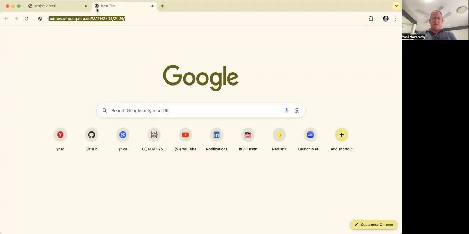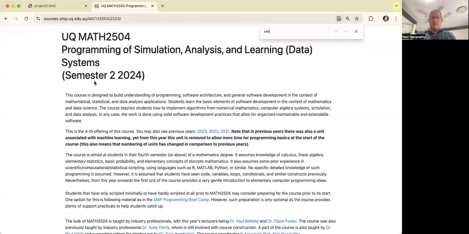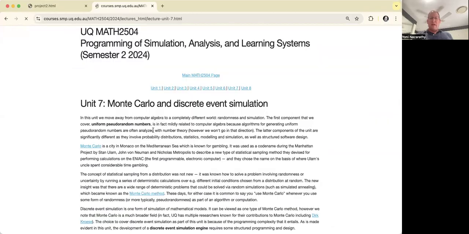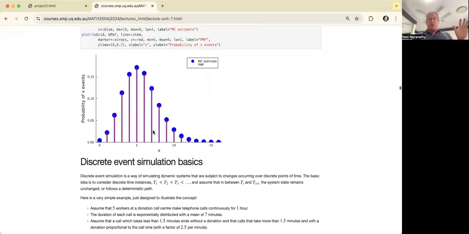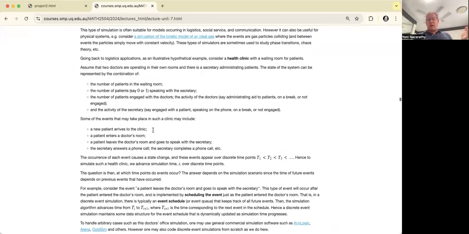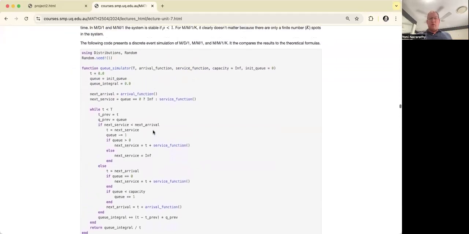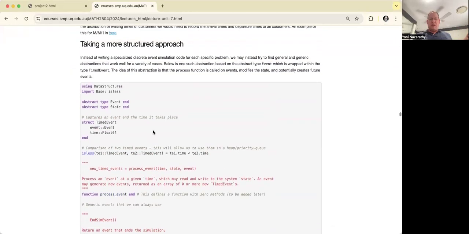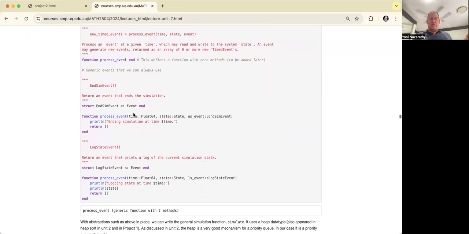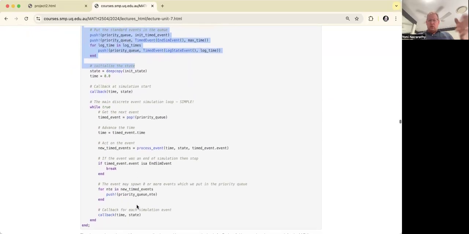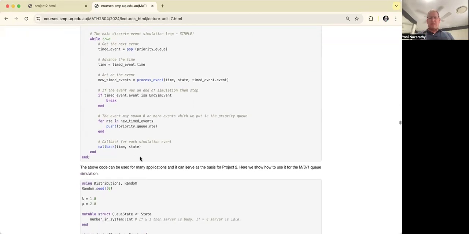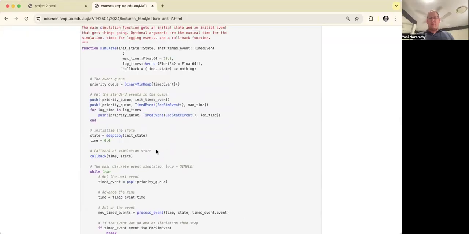Let me go quickly to the course. In contrast to project 1, where we gave you code to work on, here we don't give you a project to work on, but we do give you the main engine. The main engine is this simulate function. Use this code, copy it into your project, and modify it as you would like. This is what we're suggesting as a basis for your discrete event simulation engine.